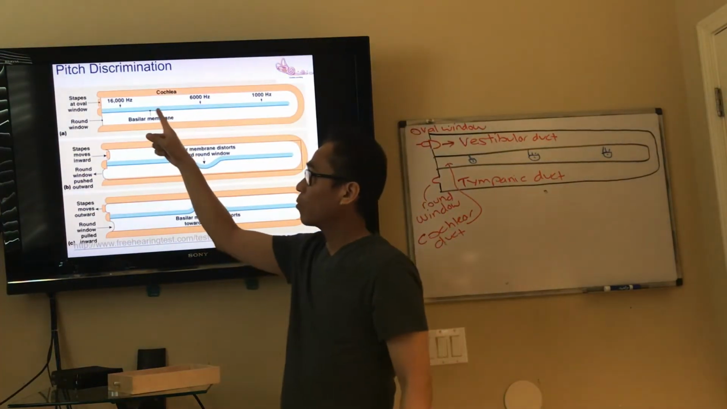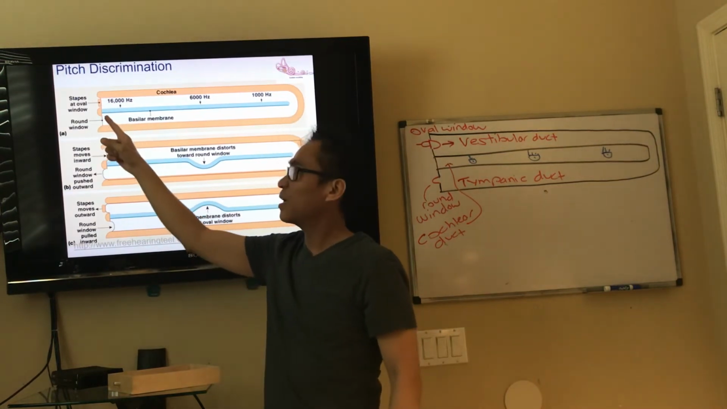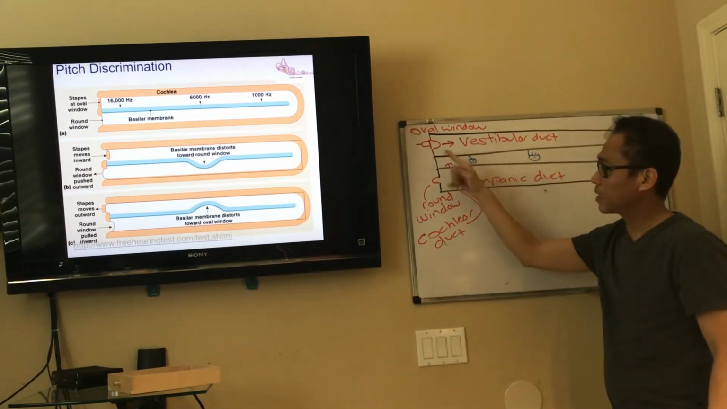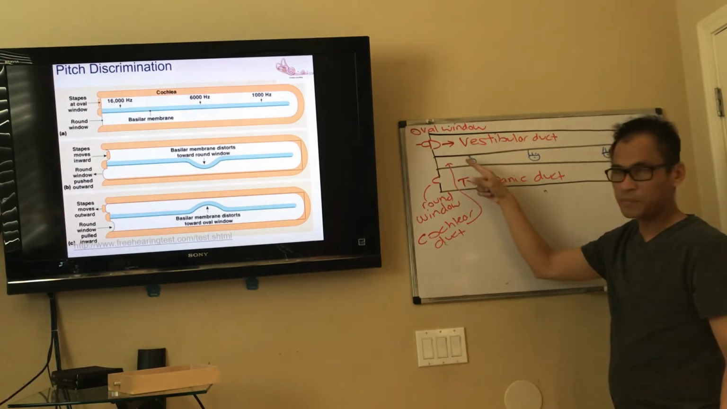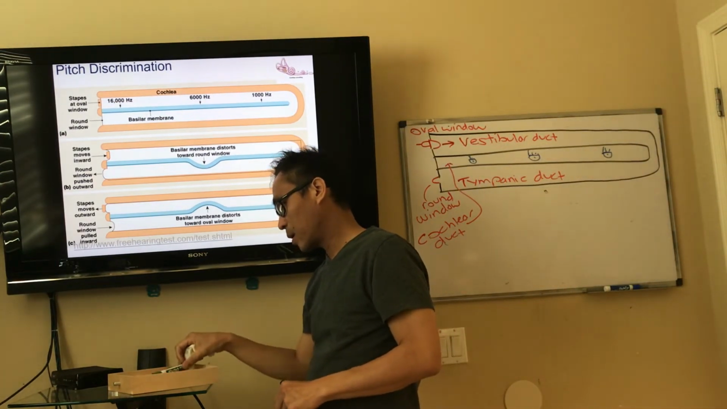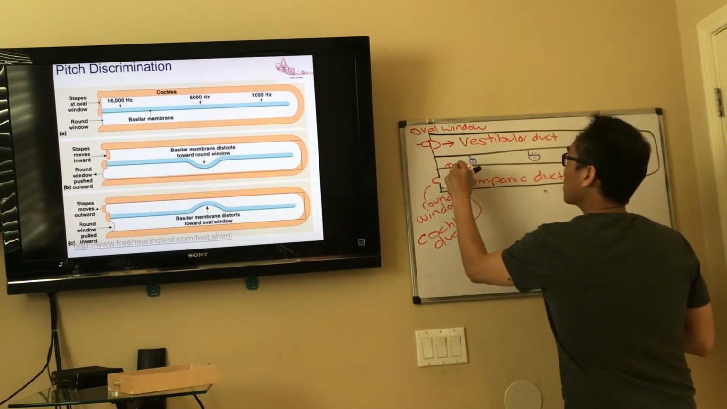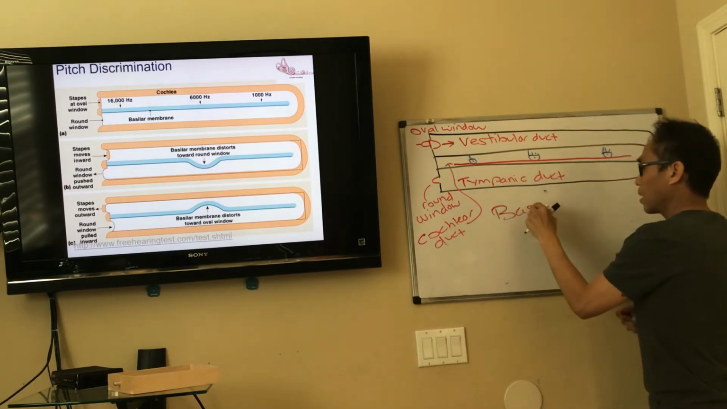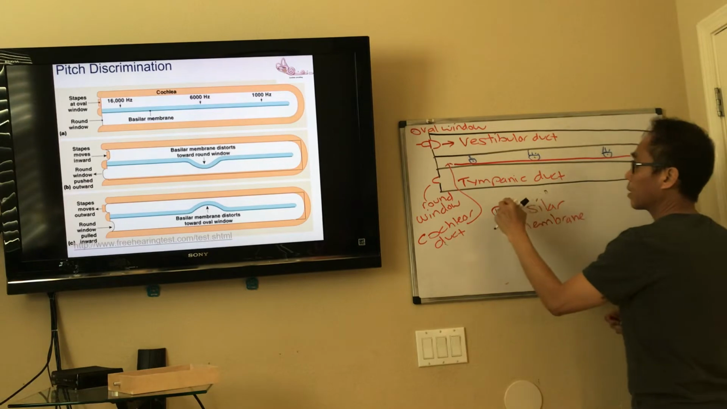And what they call it here, when you get close to this end, they call this the base, B-A-S-E, of the organ here. And when you get closer to this end, closer to stapes, the basilar membrane is more stiff. So let me draw in basilar membrane. My red line is my basilar membrane. I'll draw it right there.